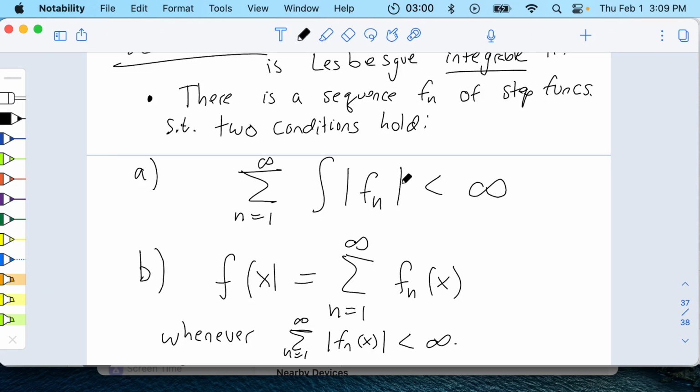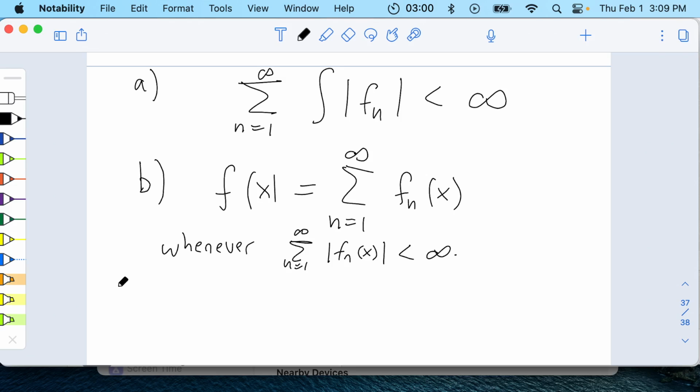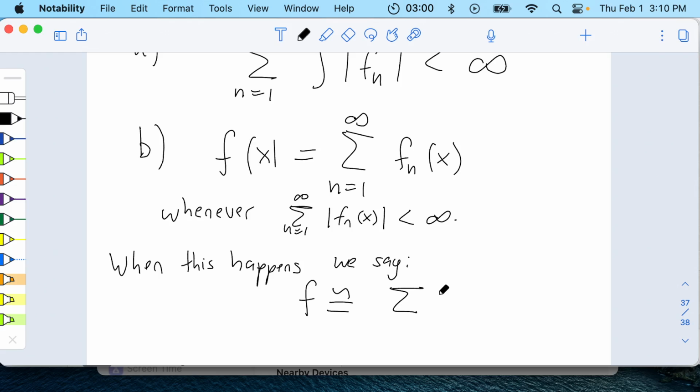It means that there is a sequence of step functions, which we know, and those converge to the function there. When this happens, we say f tilde equals the sum of fn. So this notation is going to come up a lot in the next little bit. This tilde equals notation. Oh, and maybe they do it with one equal sign, like that.